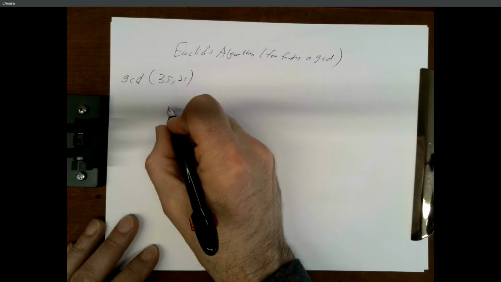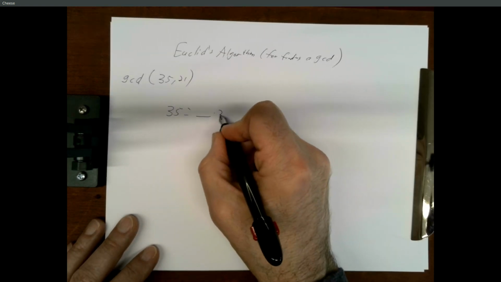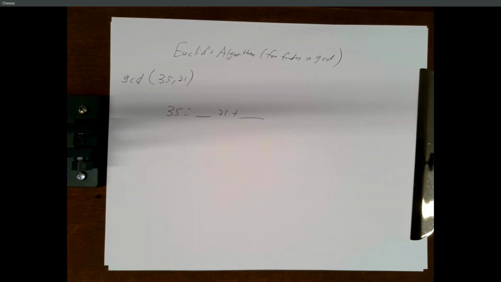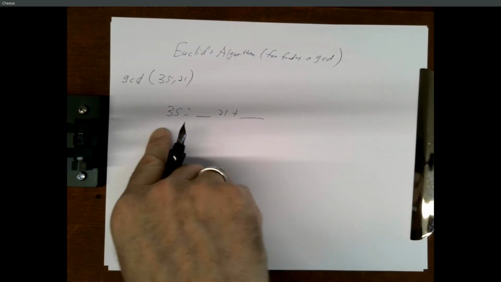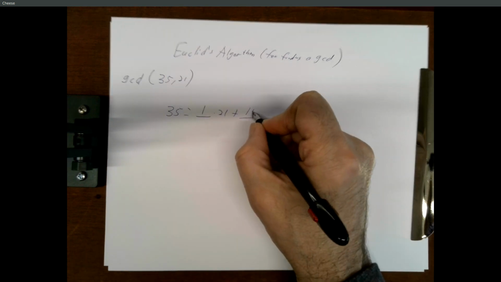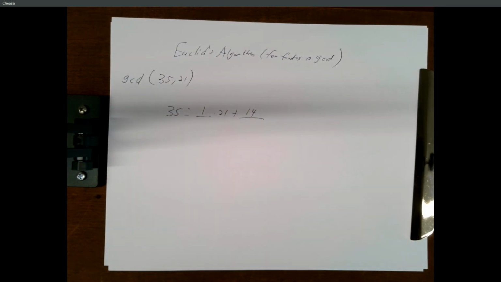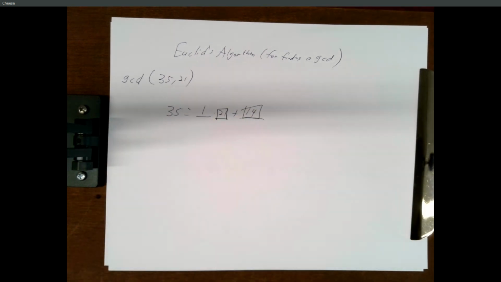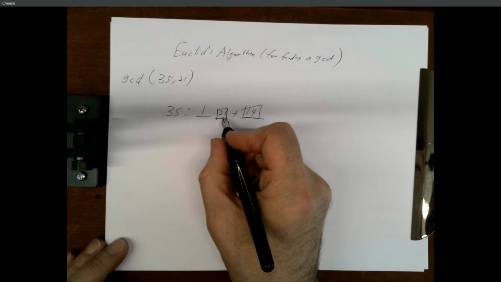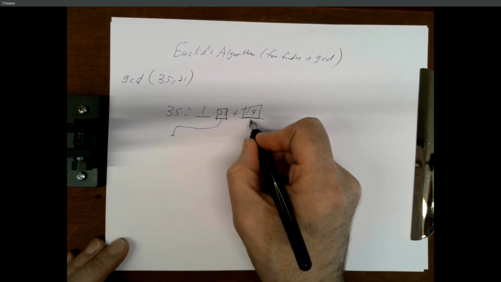Okay, here's what we do. We write the larger number as something times the smaller number plus something else. So this should be the remainder when you divide 35 by 21. So 35 in this case is 1 times 21 plus 14. Okay, here's the cool part. The GCD of 35 and 21 will be the same thing as the GCD of 21 and 14. So once we've written 35 as something times 21 plus something, we bring these over like this.